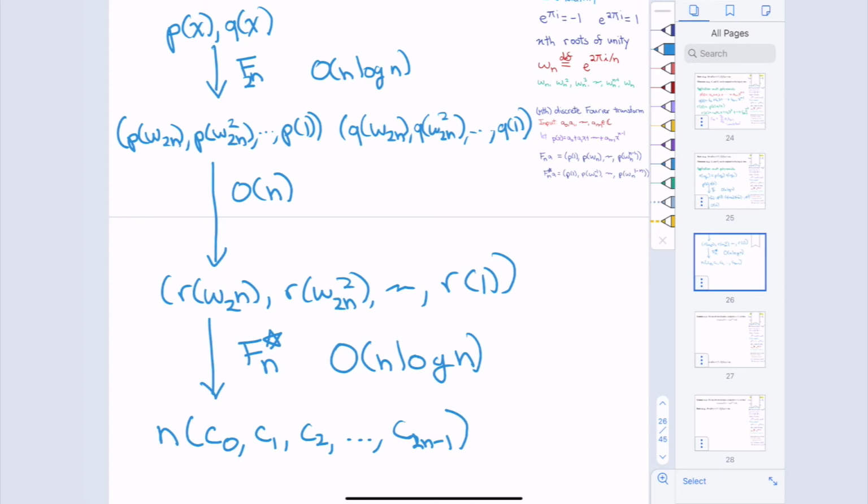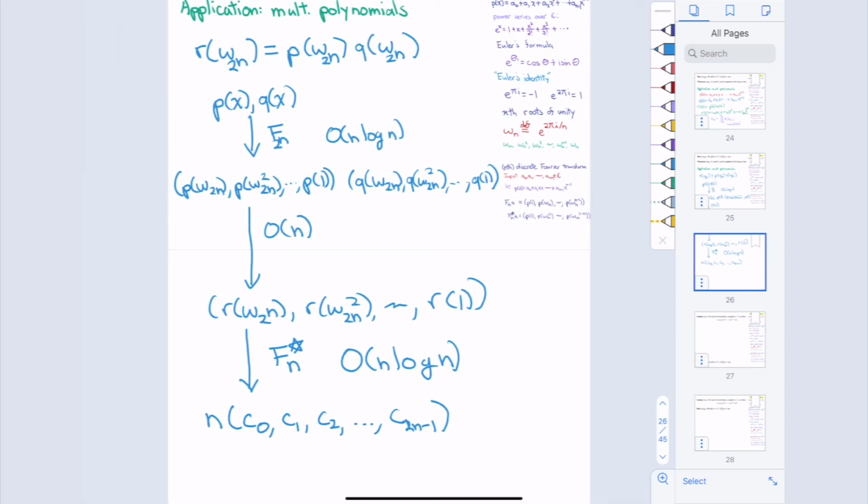But if I zoom out, I've taken two polynomials of degree n minus 1, and I've multiplied them together in n log n time total. How? First take the Fourier transform, that gives me n values. Multiply the values together, that's easy. And then undo that transform to get the polynomial. It feels like cheating. It feels like magic. Alright, so that's one application of Fourier transforms.